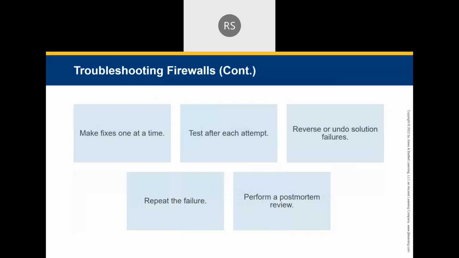Also, make your fixes one at a time. So, implement one solution or adjustment at a time to isolate the impact and accuracy and see how it affects the troubleshooting process. Next, you want to conduct thorough testing after implementing a fix or an adjustment to verify its functionality and ensure that it addresses the issue.